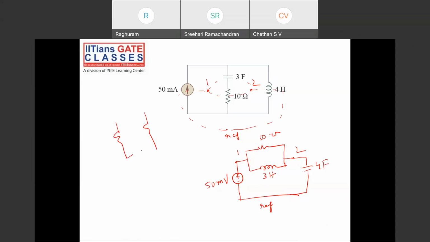One doubt in between: 50 milliampere is the current source, right? The direction is from down to up, but the voltage source should be in the opposite direction, right, sir? No, no, this one. I told you, right? If this is positive, this will be the current direction.